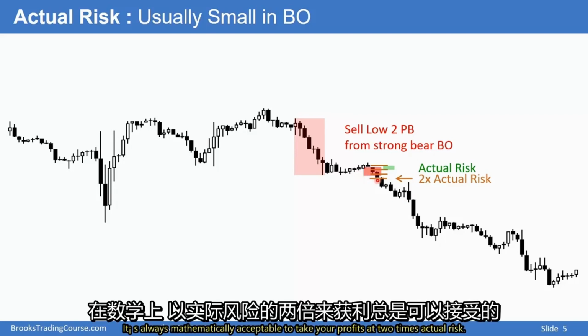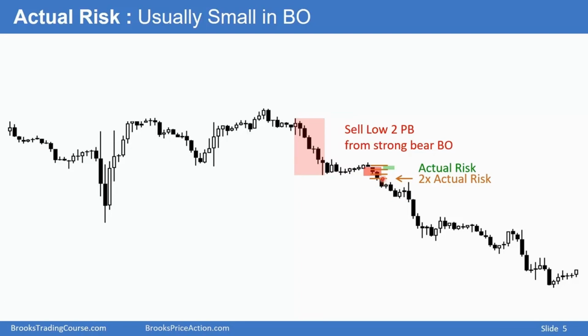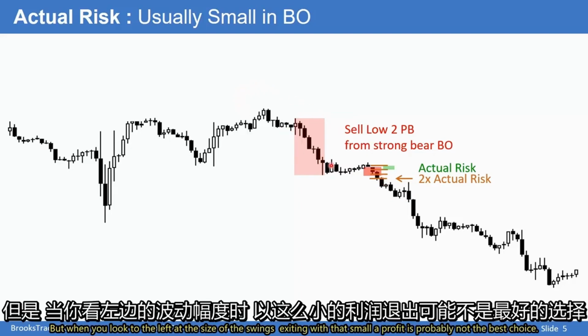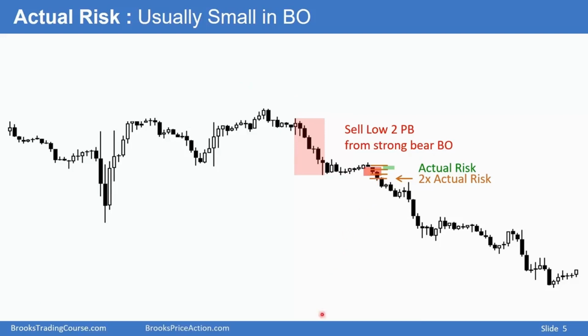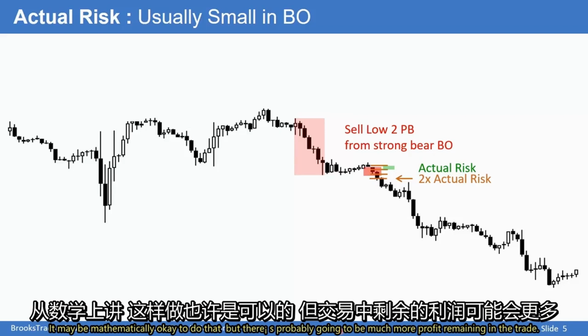It's always mathematically acceptable to take your profits at 2 times actual risk. But when you look to the left at the size of the swings, exiting with that small a profit is probably not the best choice. It may be mathematically okay to do that, but there's probably going to be much more profit remaining in the trade.